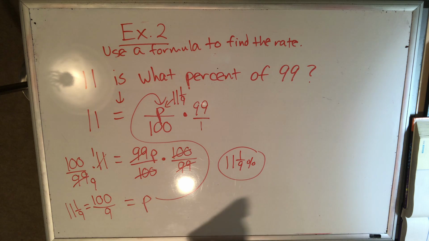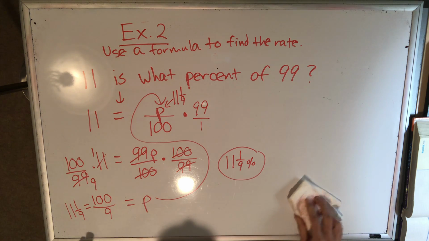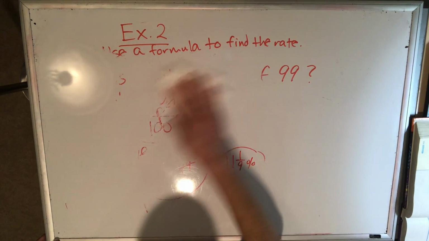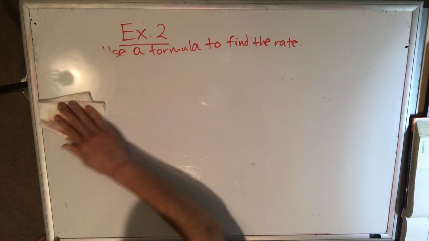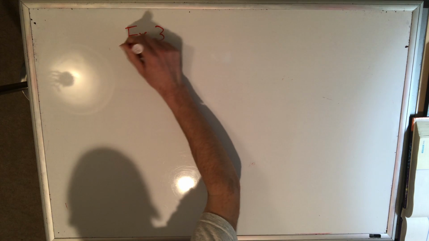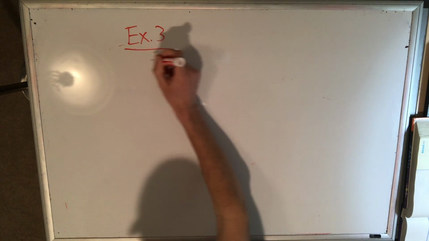Now let's go to example 3. Different set of directions this time. Now it says use a proportion to find the rate.